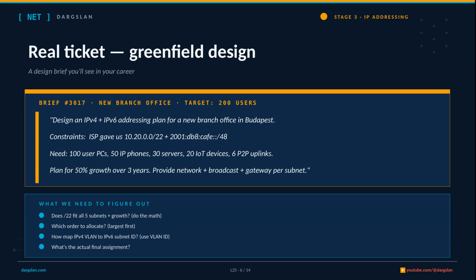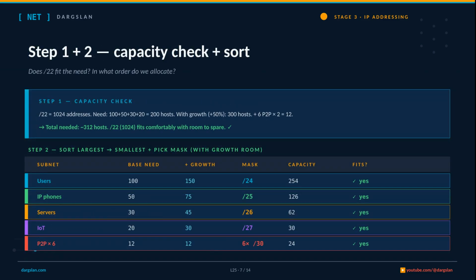Let's work it. Step 1 is the sanity check. A /22 gives you 1024 addresses. Your base need is 200 hosts, 300 with the 50% growth buffer, plus 12 more for the 6 point-to-point links. That's roughly 312, well under 1024, so the block fits with real headroom. Step 2, always allocate largest to smallest. Users take a /24, phones a /25, servers a /26, IoT a /27, and each point-to-point link gets its own /30. Every group lands with growth room baked in.